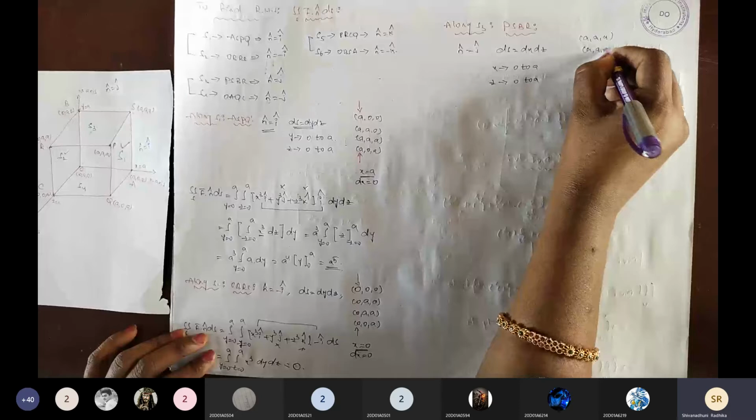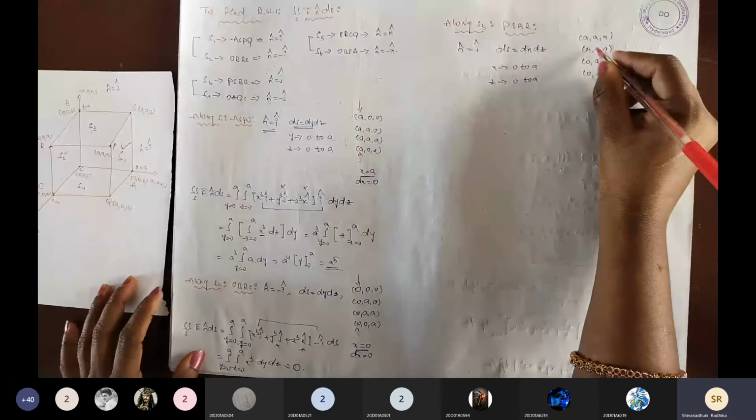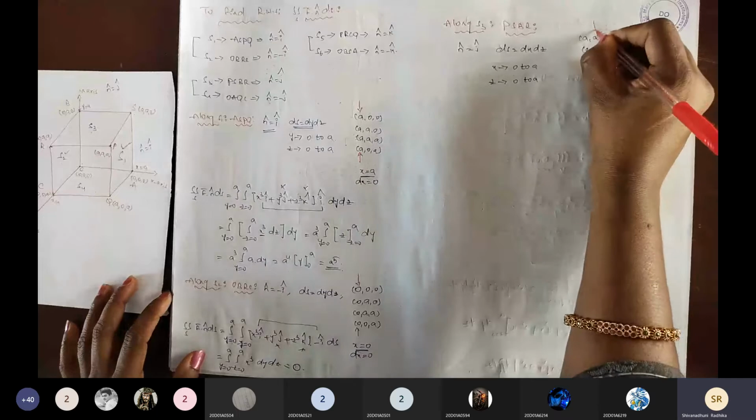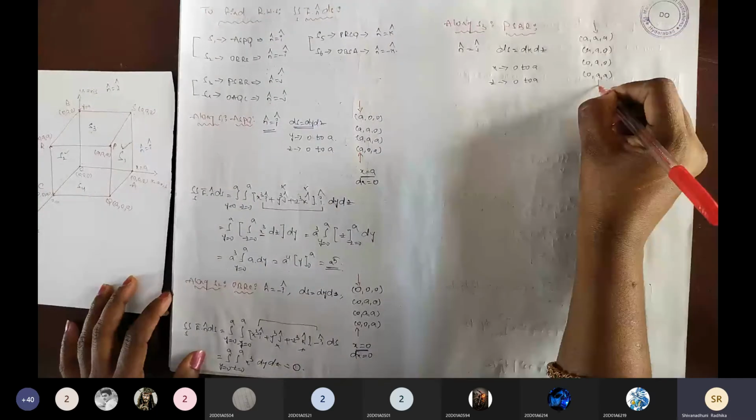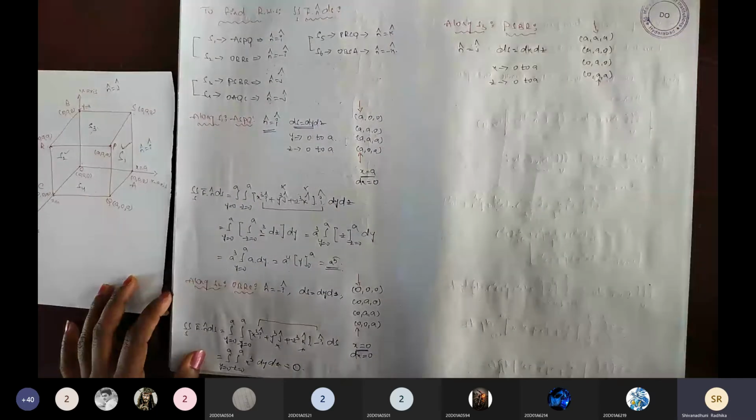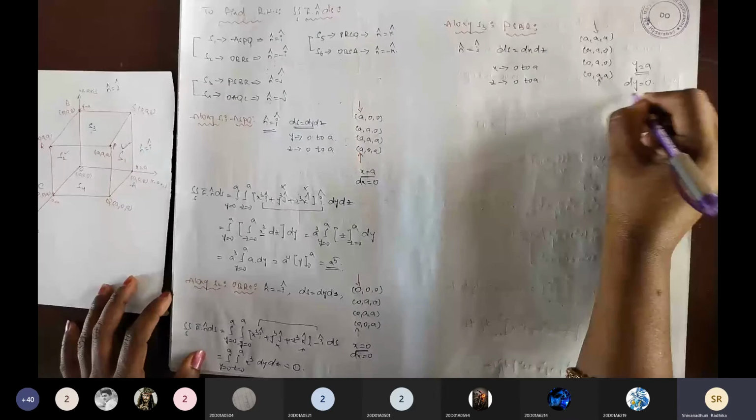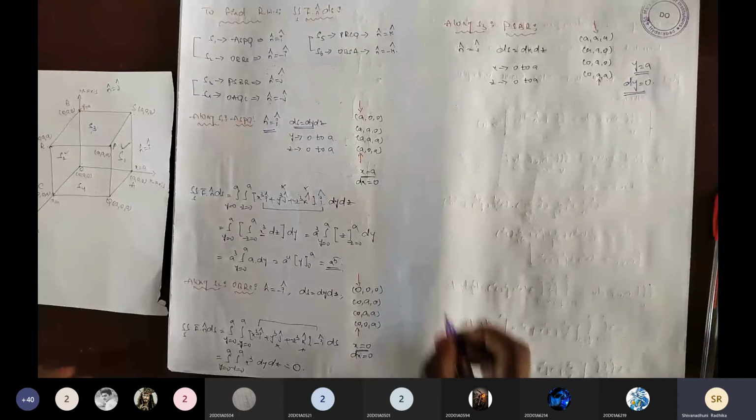Which variable has the same value in all these points? y equals a, y equals a, y equals a. See, the y ordinates are equal. Then we can write y equals a, and differentiating on both sides, dy equals 0. So completely dy is 0 and y equals a; we are going to substitute all this data.